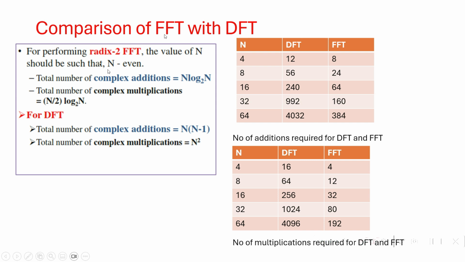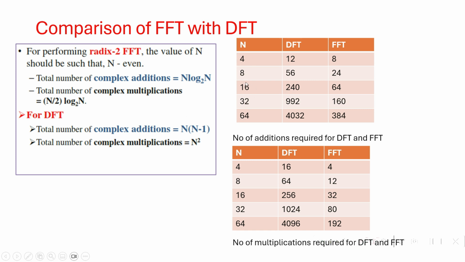Then the comparison of FFT with conventional DFT. For performing the radix-2 FFT, the value of N should be such that N is a power of 2. Here the total number of complex additions required is N log N base 2. The total number of complex multiplications is N/2 log N base 2. In conventional DFT, the number of complex additions is N into N minus 1, and complex multiplications required is N square.